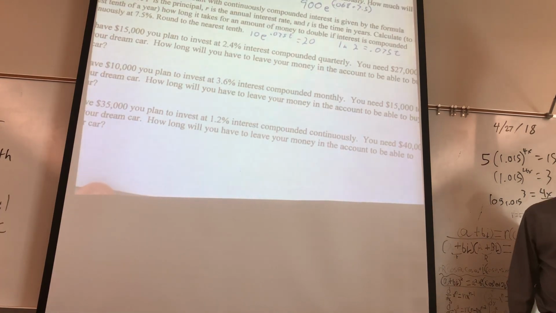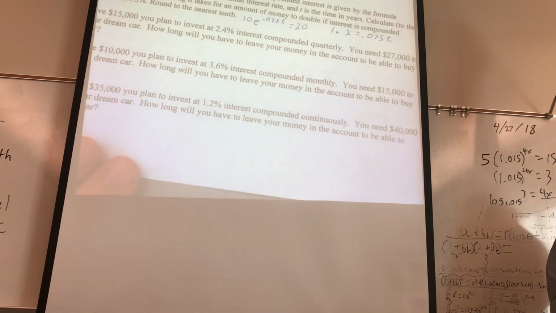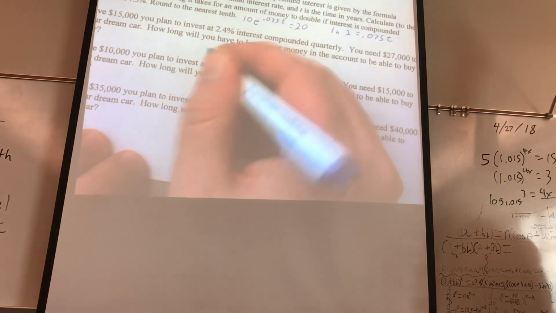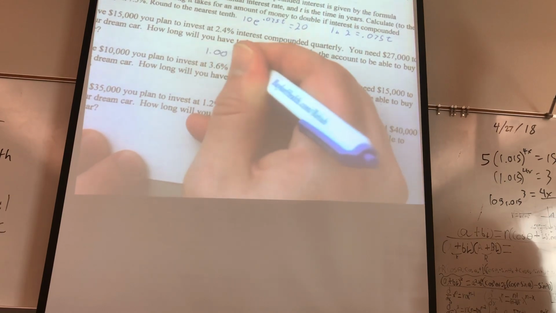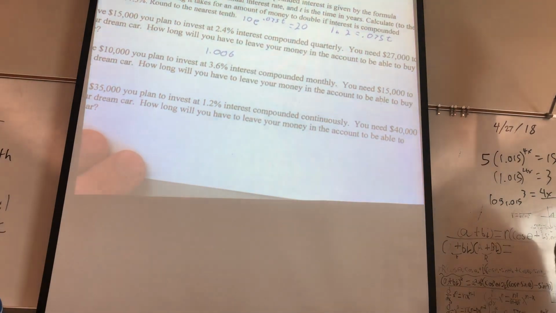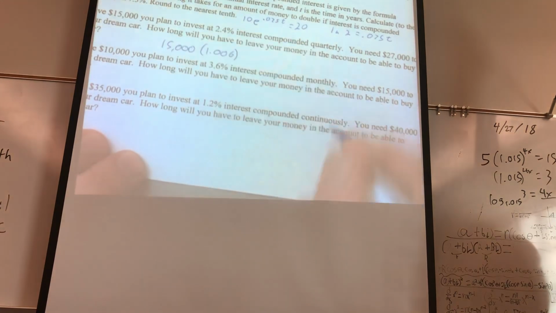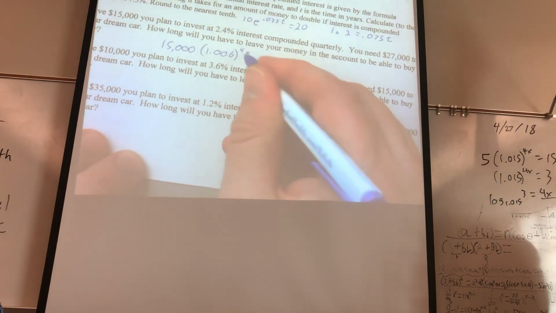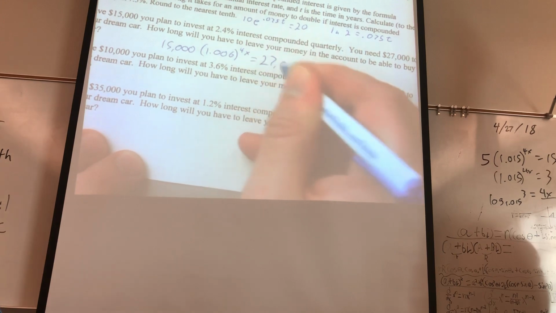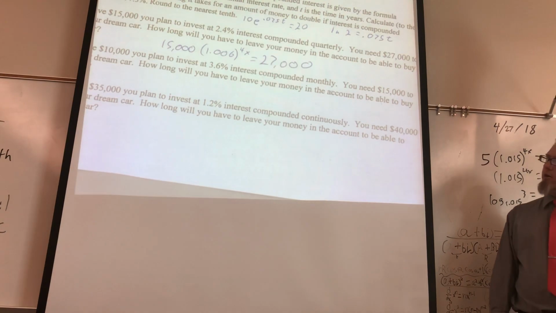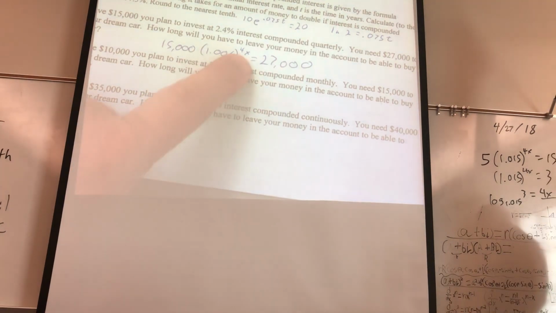Number 27, you have $15,000. You plan to invest at 2.4% interest compounded quarterly. 2.4 divided by 4 is 0.6%. I have my 15,000. This is going to be to 4x, and I need 27,000. I'm going to divide this by 15,000. I'm going to rewrite it as a logarithm. Don't forget I need to divide by 4.